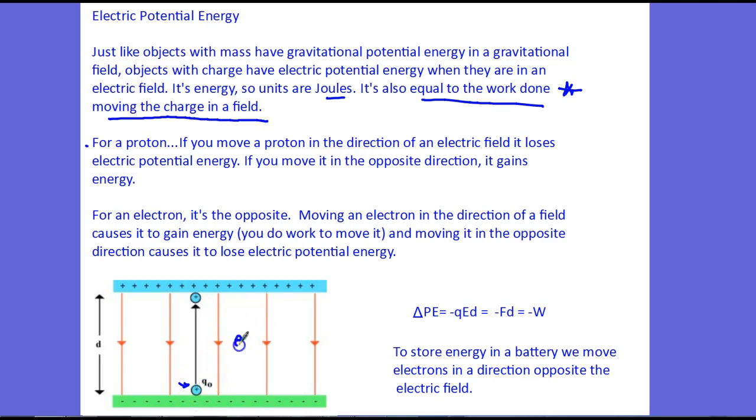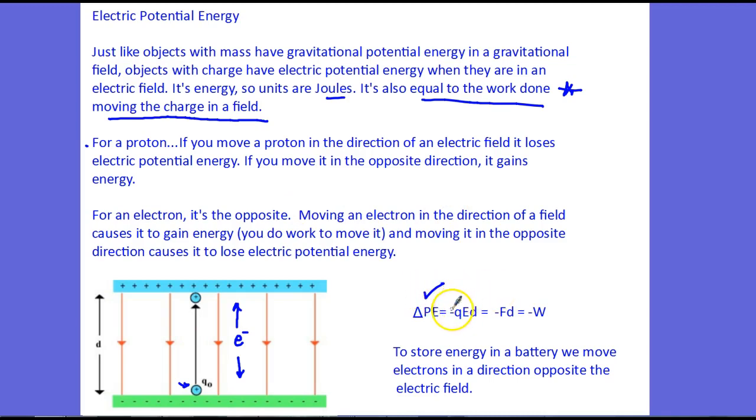For an electron, it would be different. The electron wants to move towards that positive plate. So if I move it against the direction of the electric field, it loses energy. If I move it in the direction of the electric field, it gains energy. So think about this structure. Where does the charge want to be? If it moves where it wants to be, it loses energy. Just like if you drop a ball, it moves towards the Earth and loses potential energy.